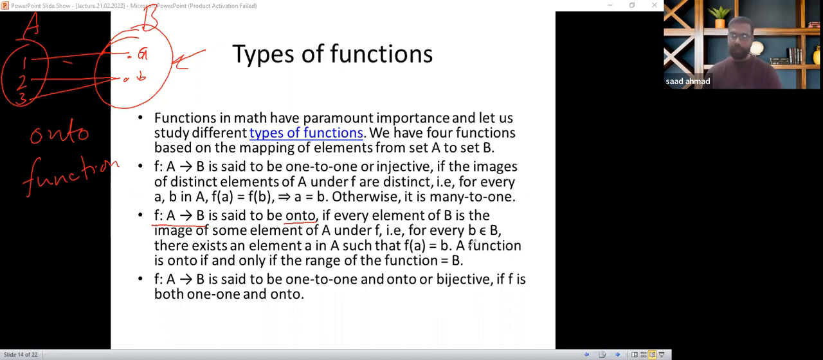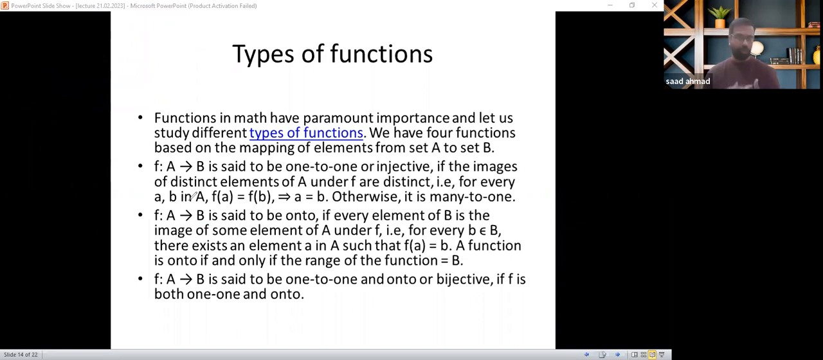So then, if a function is onto and one-to-one, then it's called bijective. If a function is one-to-one and onto, it's both. So it's a bijective function if it is one-to-one and onto.